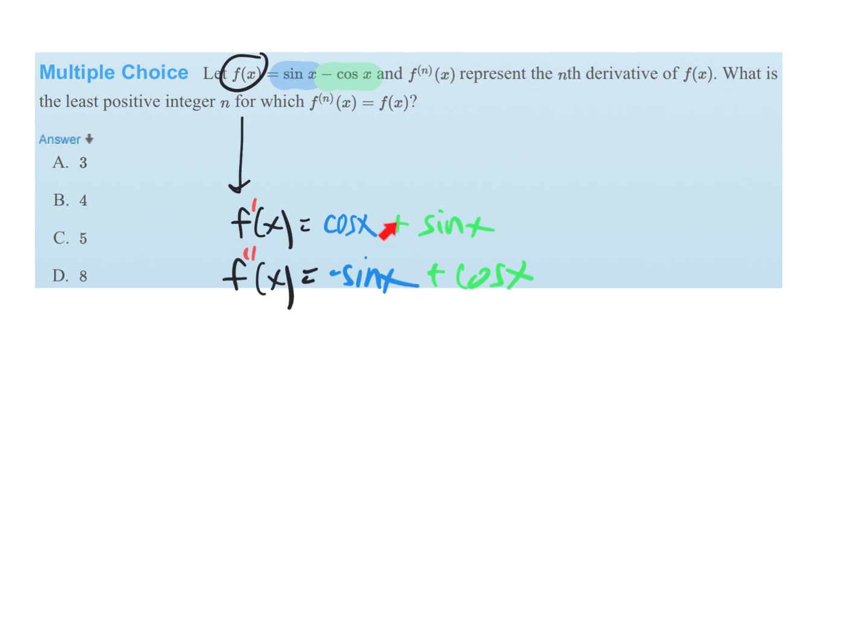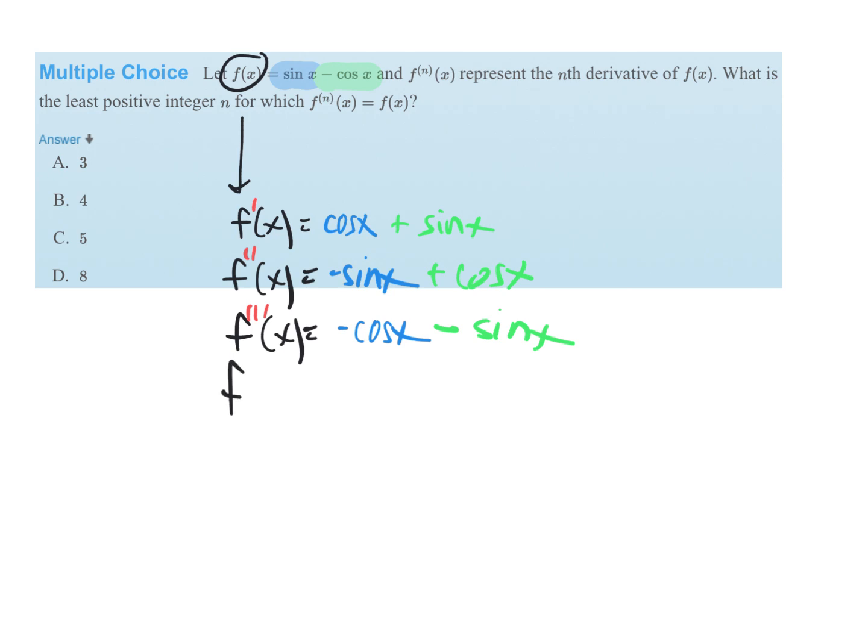Check. Is the original function the same as the first derivative? No. Is the original function the same as the second derivative? No. So continue. Third derivative? Derivative of the opposite of sine of x is the opposite of cosine x. And the derivative of cosine of x is a negative sine of x. Is that the same as the original? Nope. Positive sign, negative sign. Keep going. Here we go.